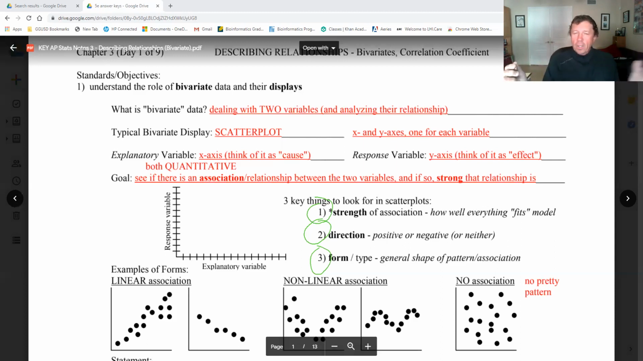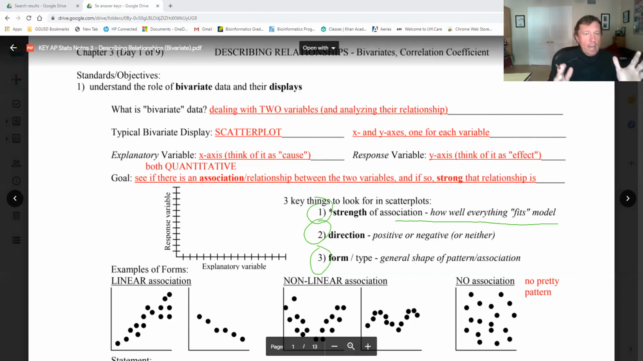Okay, so for the strength, we're basically going to use 3 words for strength. We're going to use strong, mild, and weak. You could use strong, moderate, and weak, but something like that. The direction, there's only 2 words: a positive direction or a negative direction. Okay, a positive slope and a negative slope. And the form, you're basically going to be limited to some degree between linear and non-linear.